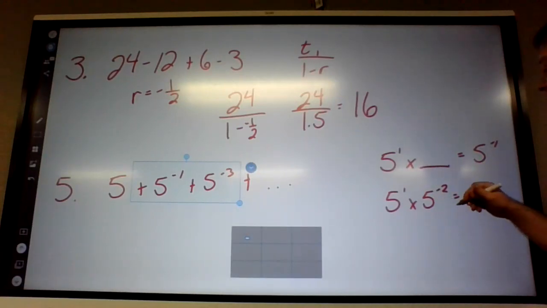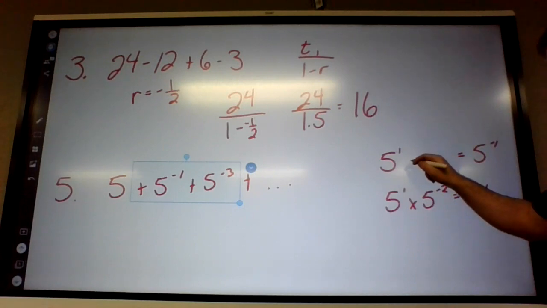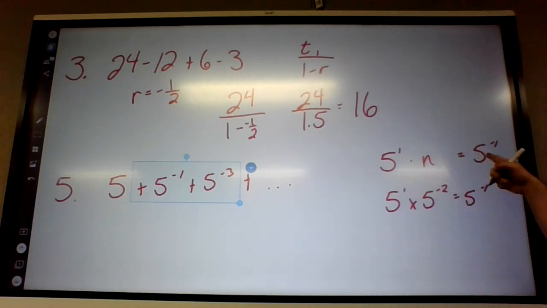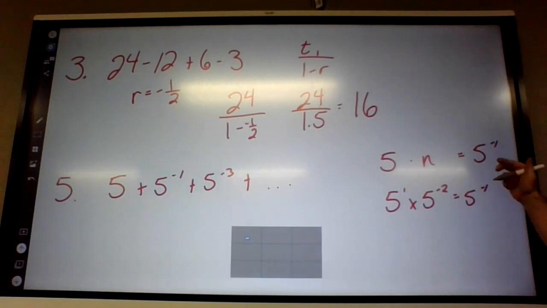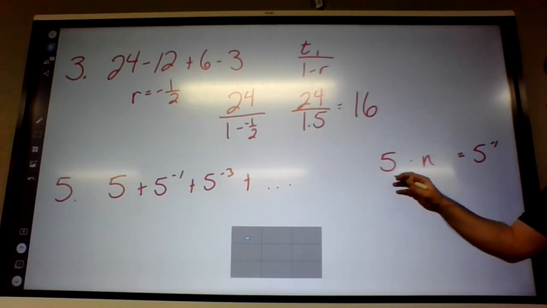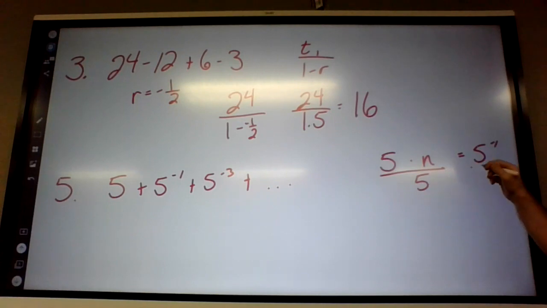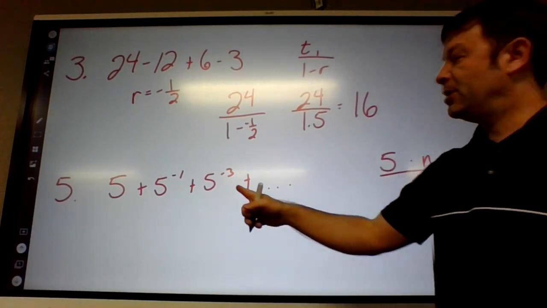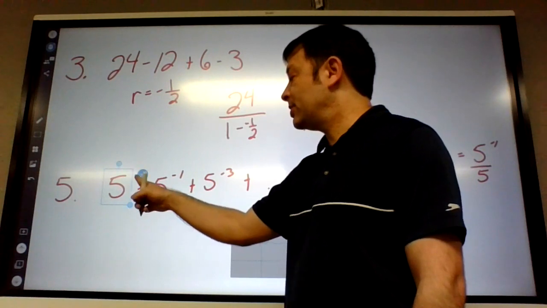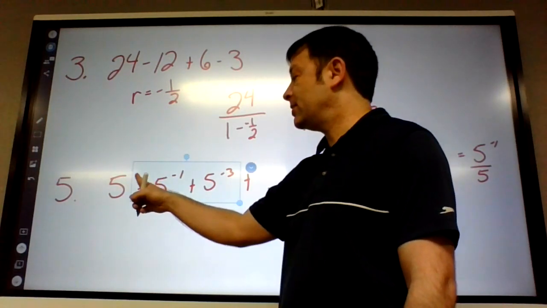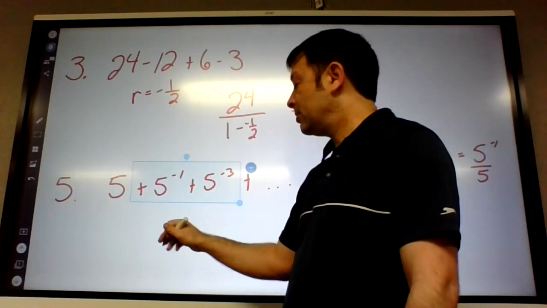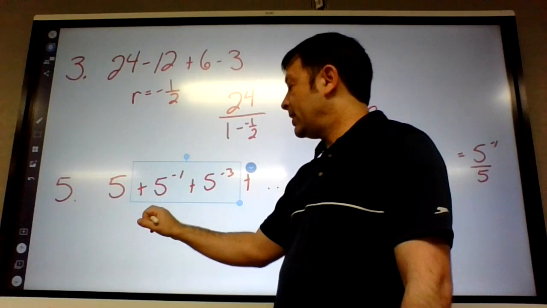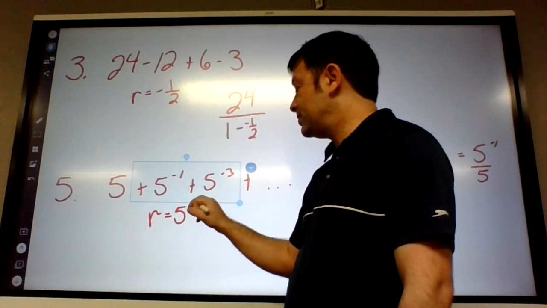If you're not sure, like 5 times n equals 5 to the negative 1, how would we solve this algebraically? 5 times what equals 5 to the negative 1? You divide by 5, right? So if you want to know what this times what equals that, you just go backwards. This divided by that will give you the common ratio. Okay, anyway, it's 5 to the negative 2.